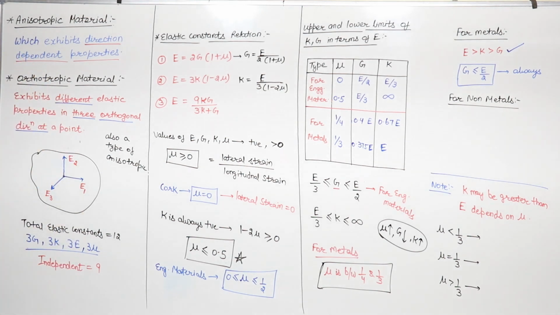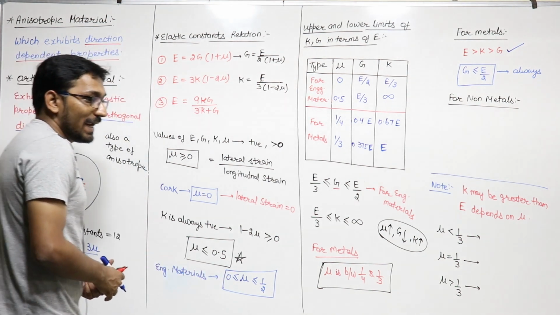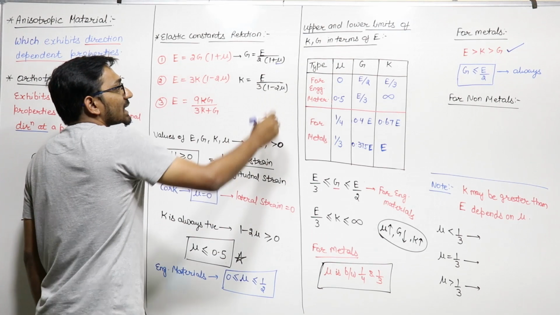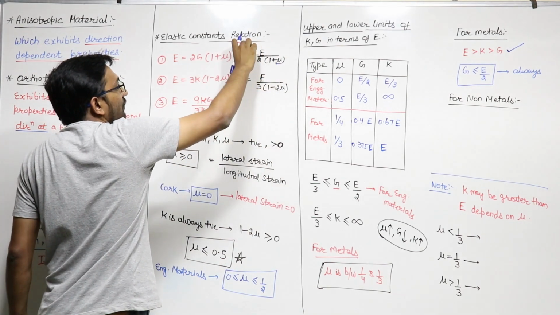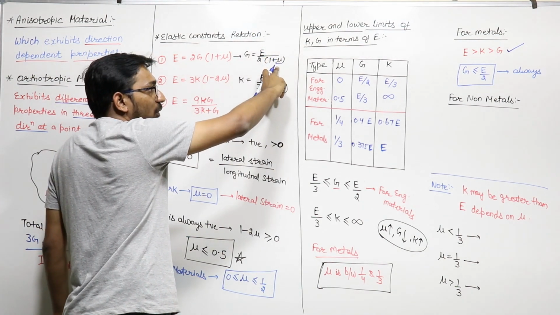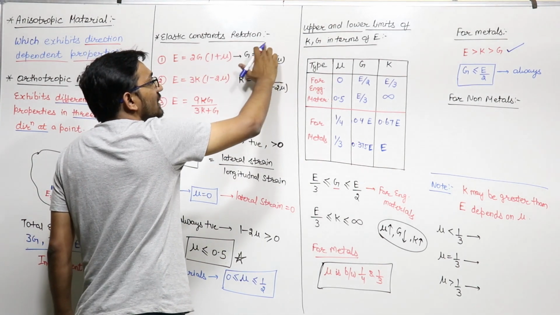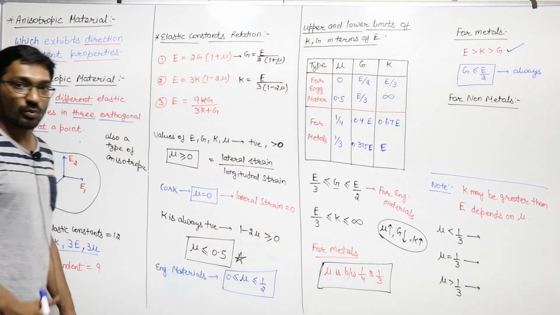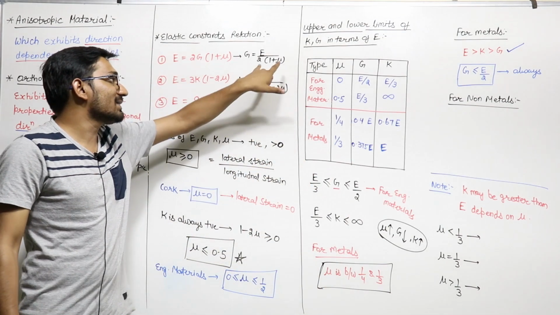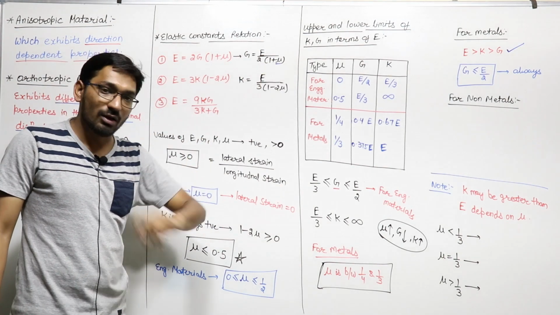And we know that G will always be less than or equal to E by 2. Why? Because if you put the value of mu here as 0, then only this term will be 1, so the value of G will be E by 2. And apart from 0 value of mu, if you put any other value of mu here, then this term will be more than 2, so G will be less than E by 2. Right, because this is something like 1.05, 1.1, 1.2, anything. So we can say that G will always be less than or equal to E by 2.